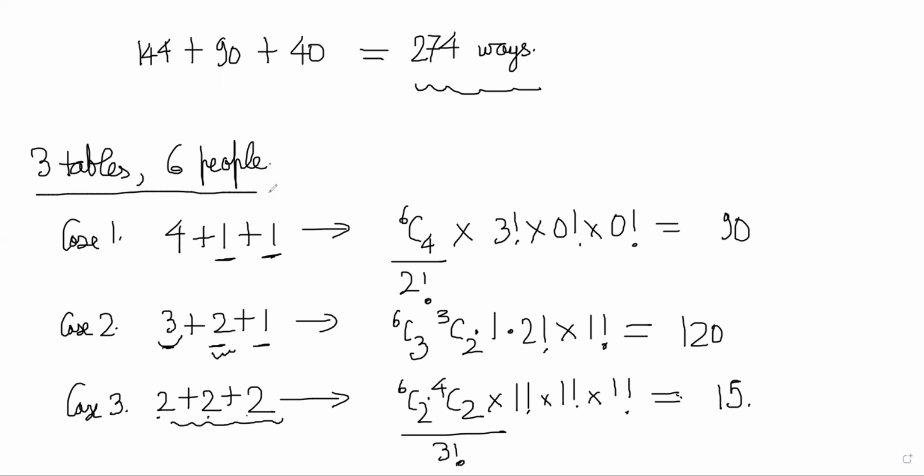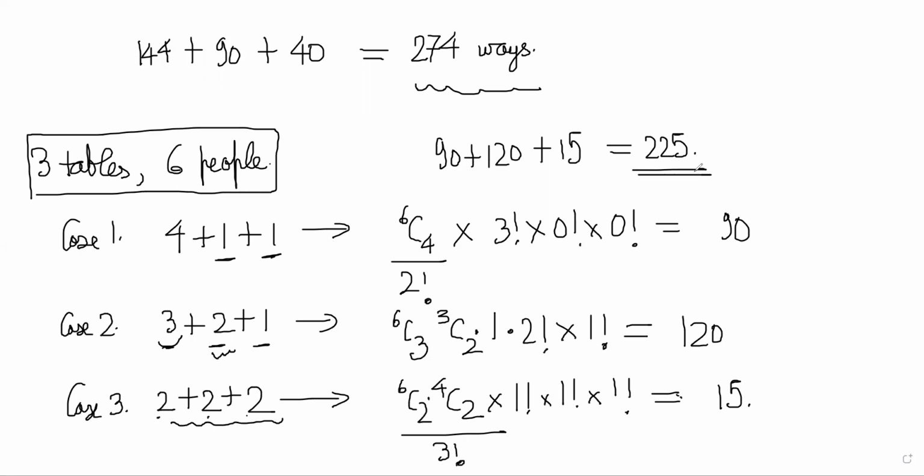So in the case of 3 tables and 6 people, the total answer would be 90 plus 120 plus 15, which comes out to be 225. Now, this is a very general class of problems, and we will discover a pattern here. So we'll actually define something called Stirling numbers.